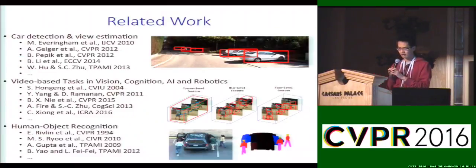And there are three types of works related to car fluents. The first is car detection and viewpoint estimation. And the second is video-based tasks, for example, action recognition, viewpoint estimation, and causal inference. The third type is human object recognition. Typical works are human vehicle interaction recognition and human object interaction.